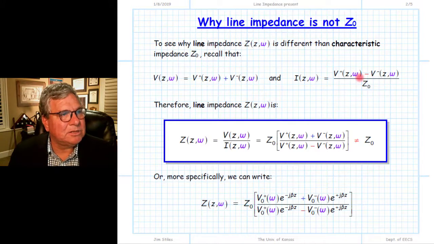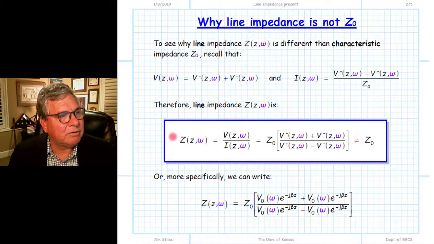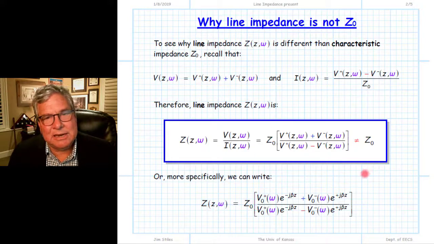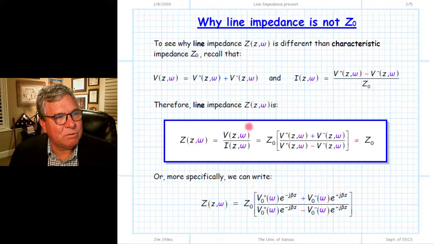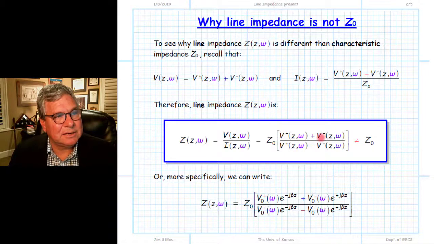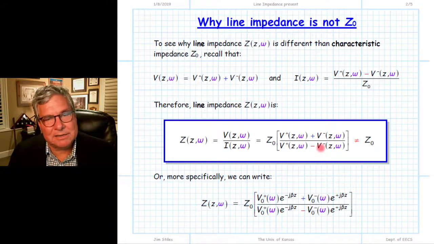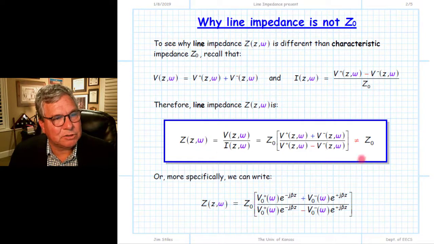And so if we take the ratio of the total voltage to the total current, and again, we're going to define that as a new function we call the line impedance function, and insert these in here, we get this result. And we see that the only way that the line impedance function can be equal to the characteristic impedance is if all of this stuff right here is equal to 1. And generally speaking, the sum of V plus and V minus divided by the difference between V plus and V minus is not going to be equal to a value of 1. And therefore, the line impedance function is not going to be the characteristic impedance.